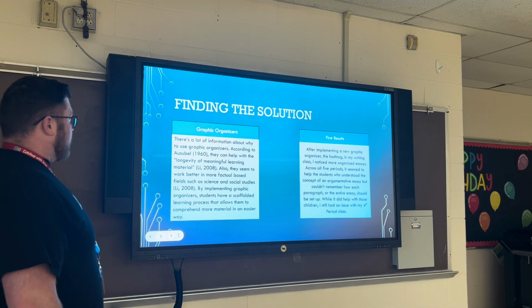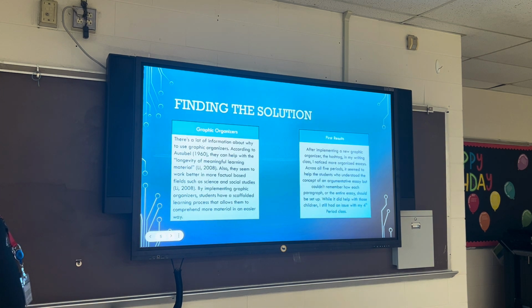So after doing some research, I found that graphic organizers really help with more fact-based fields such as science and social studies, which is a lot to do with my writing class because I have to do informational essays. So using graphic organizers help with that, and most periods started doing better after that. There would be a couple students in each class that were still failing, but well over 80% of the students were more organized in their essays after implementing those, except for 4th period, so that was still an issue there.